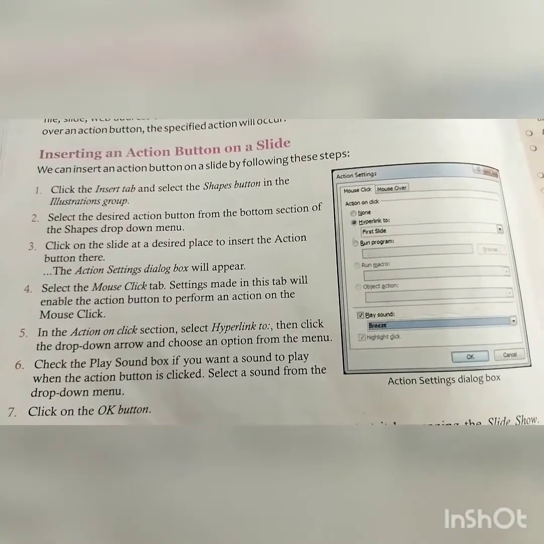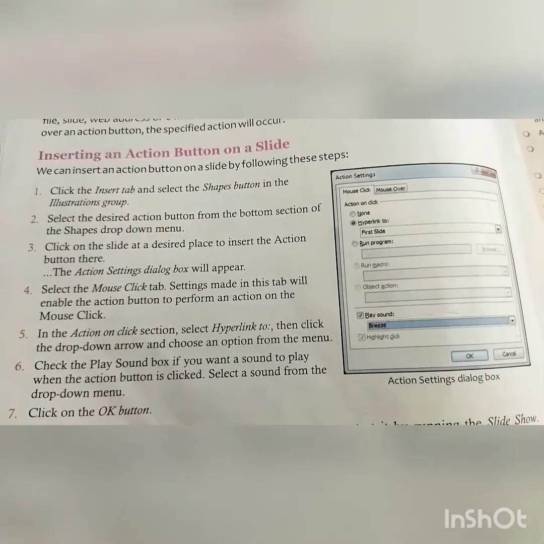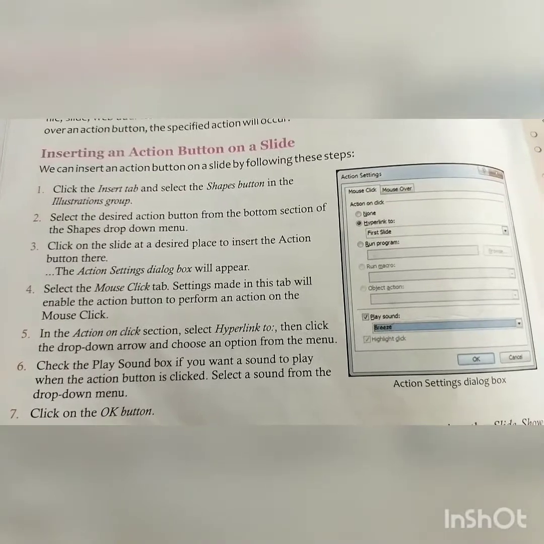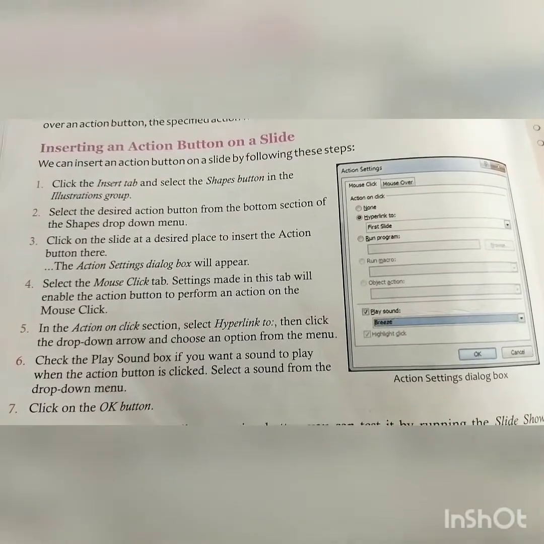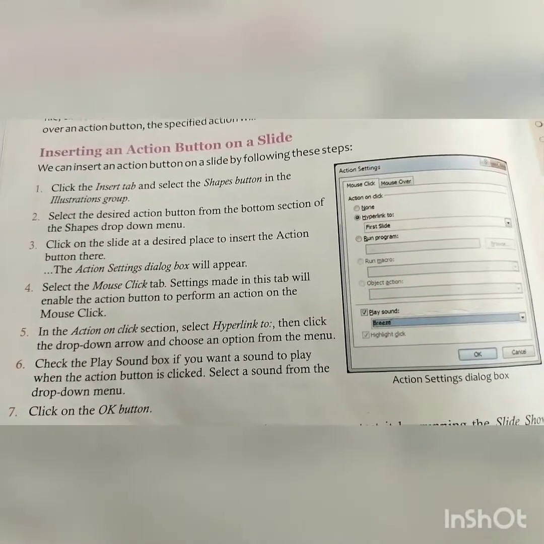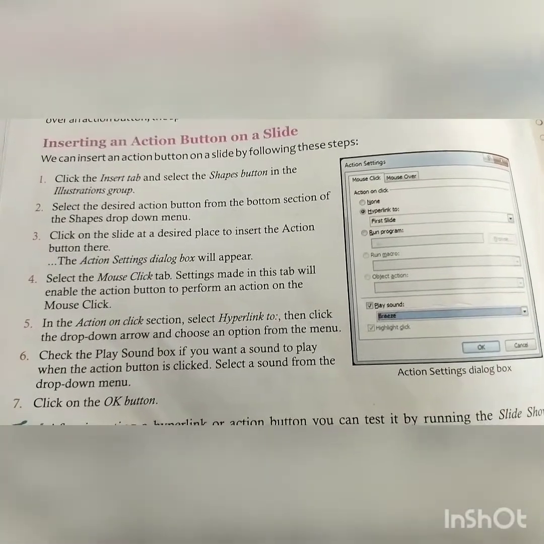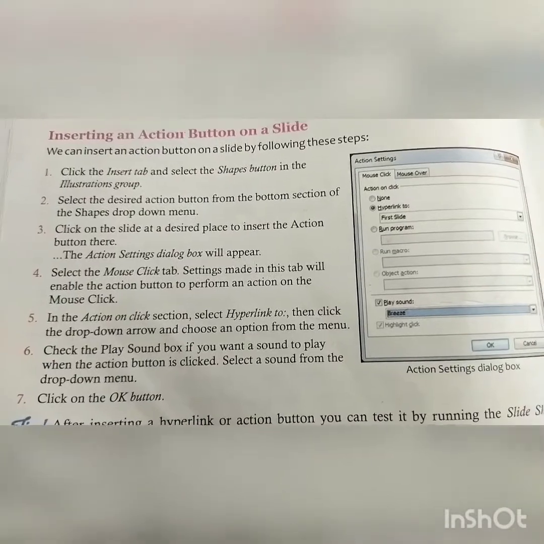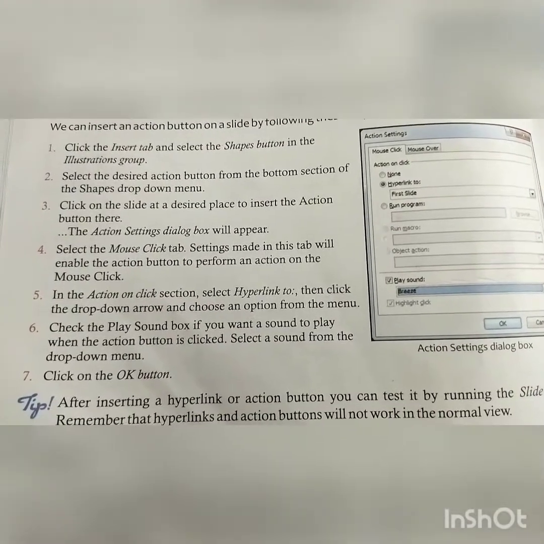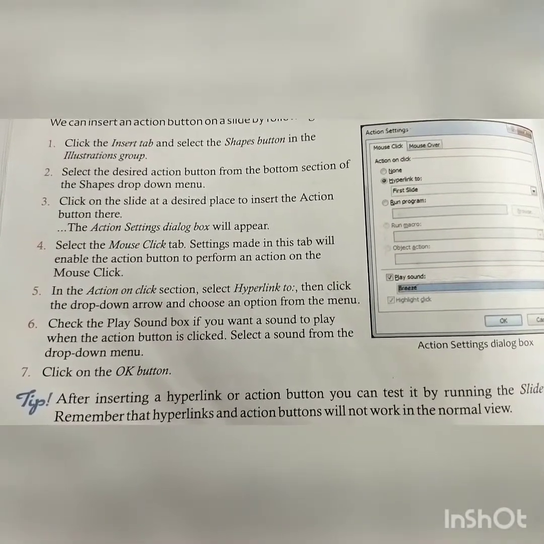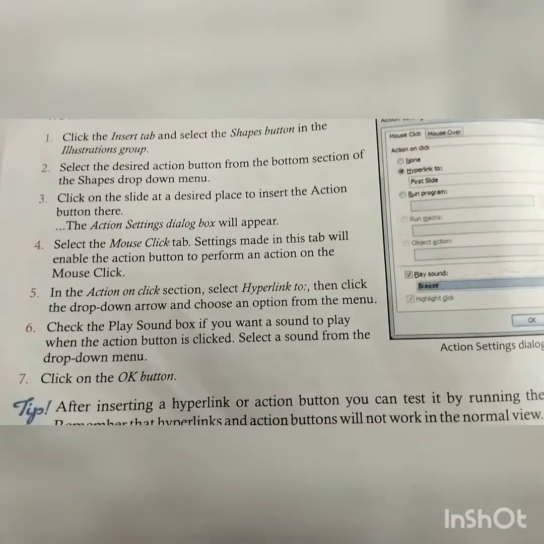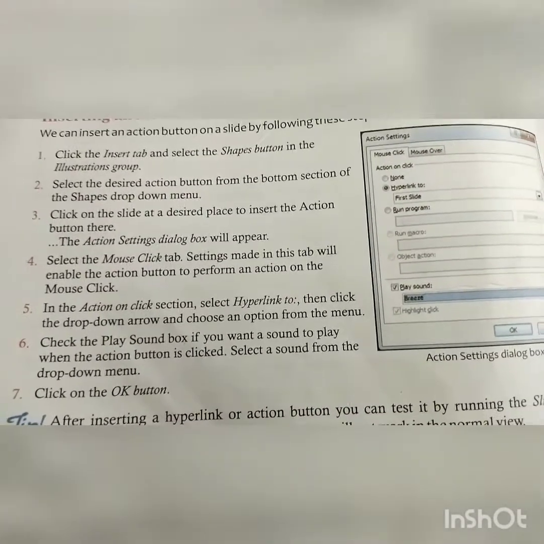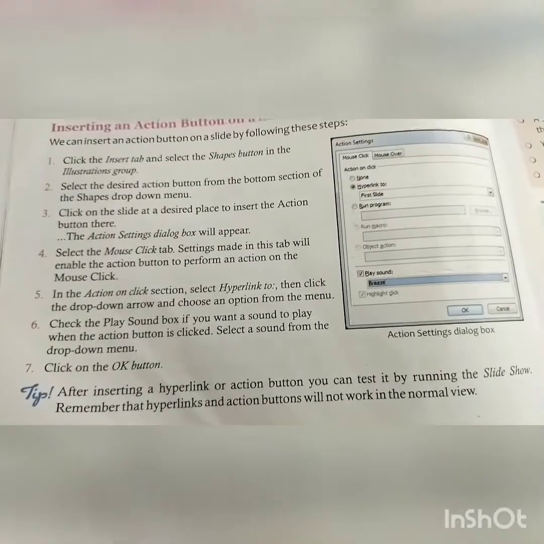First, click the Insert tab and select the Shapes button in the Illustrations group. Then select the desired action button from the bottom section of the Shapes drop-down menu. Then click on the slide at a desired place to insert the action button there. The Action Settings dialog box will appear. Select the Mouse Click tab; settings made in this tab will enable the action button to perform an action on the mouse click.